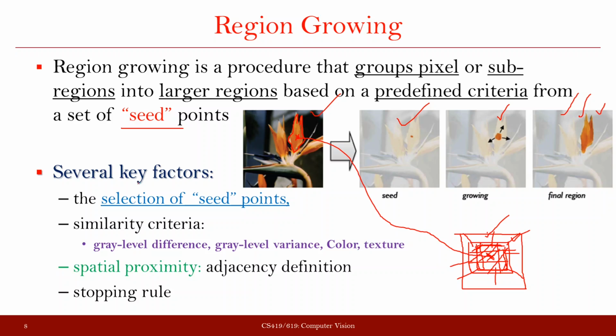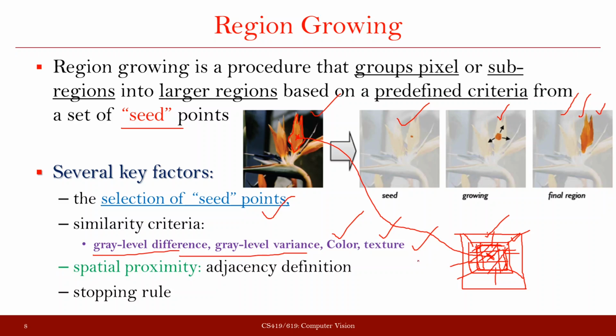So there are some key factors, like how to select the seed point, and then what similarity criteria we are going to use. If it is a grayscale image, then we can use criteria based on gray level, like gray level difference or gray level variance. If it is a color image, we can use color information, or we can also use textural information. So based on what information we are using for computing the similarity, we can enlarge the area.